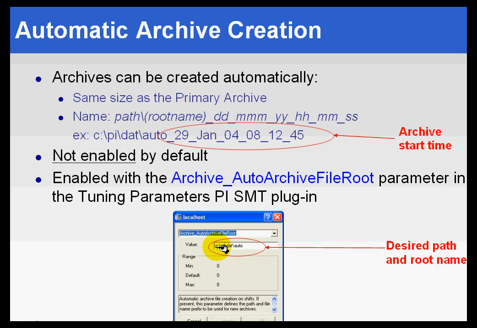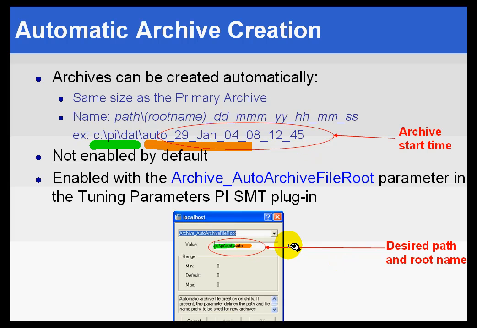And actually, let me distinguish this further. You would specify the path, and then in addition to the path, you're going to specify whatever root name you would like for that archive file. So it's going to be placed into that directory with that root or prefix that you'll see at the beginning of that archive file. So given what you see right there, for example, that will create an archive that looks like this. It's in that directory, and it has this name, auto followed by that date.